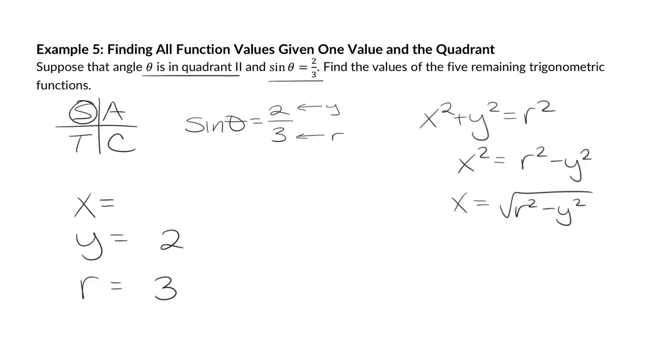If we find the value of x, so here I go. I'm going to do the square root of 3 squared minus 2 squared. 3 squared is 9, 2 squared is 4. We get square root of 5, because I can't take the square root of 5.